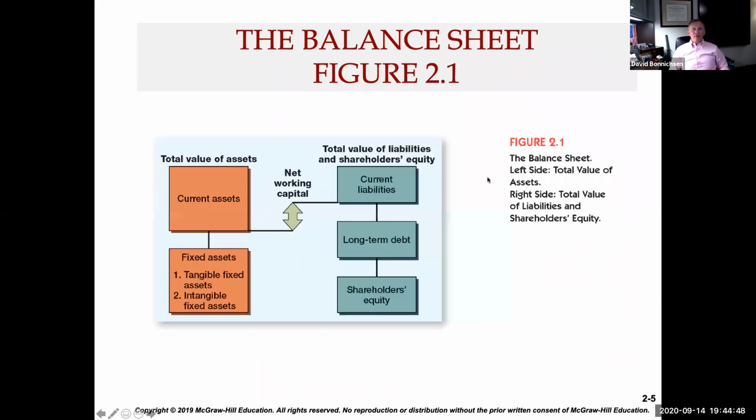So when we think about the balance sheet, this is kind of what it looks like. We've got the value of our assets on the right side. We've got the value of our liabilities and shareholder equity on the right-hand side of the balance sheet.